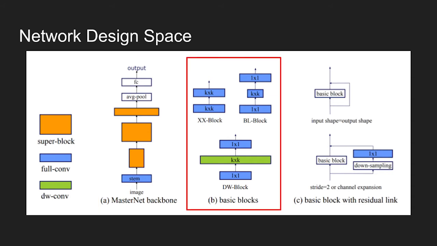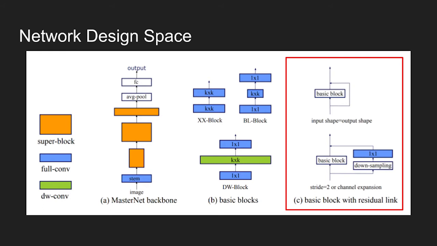Authors also consider three basic blocks in figure B: convolution block, bottleneck block, and depthwise block. As shown in the figure, XX block is a stack of two convolutional layers. BL block is a full convolutional layer with bottleneck structure of ratio less than or equal to 1. The depthwise block is a depthwise convolutional layer with inverted bottleneck structure of ratio greater than or equal to 1. A basic block is always wrapped inside a residual structure. If the input and the output shape do not match, the identity link is replaced by a projection layer with downsampling that uses stride of 2, and this is shown in figure C.